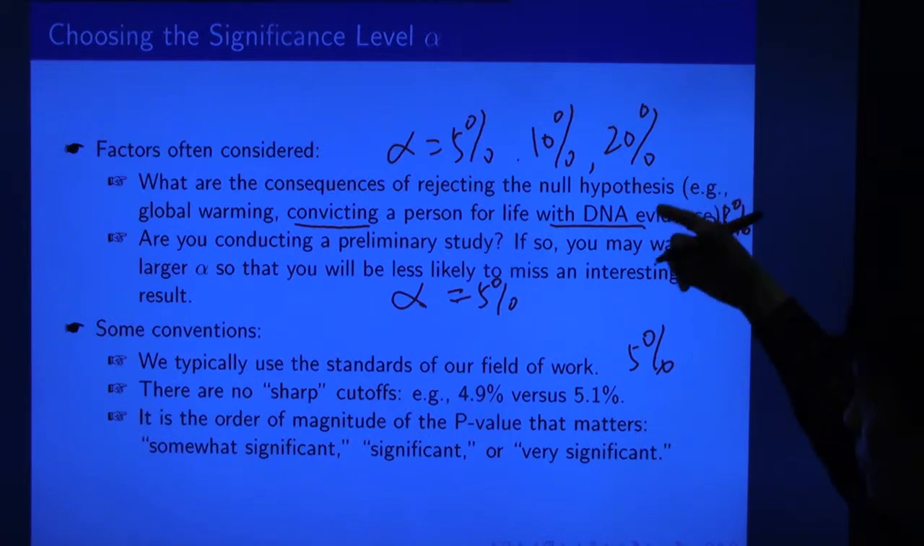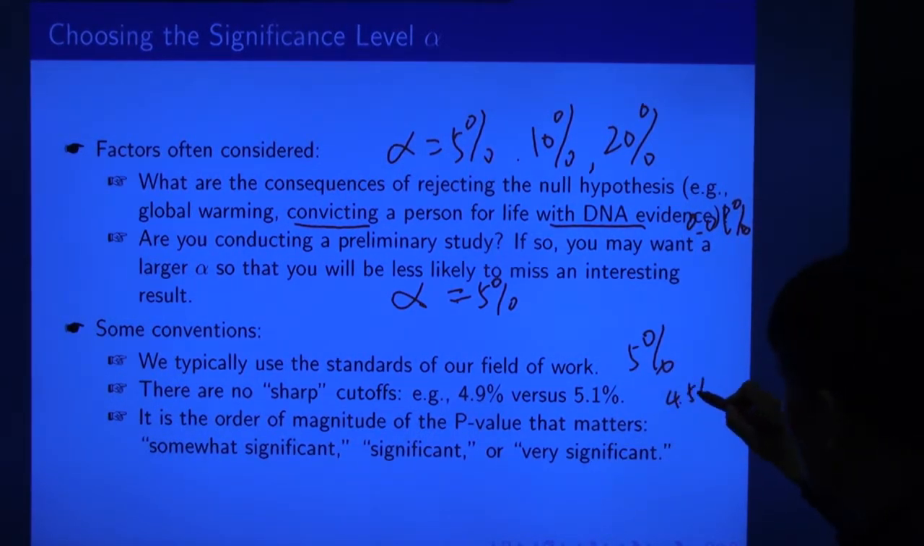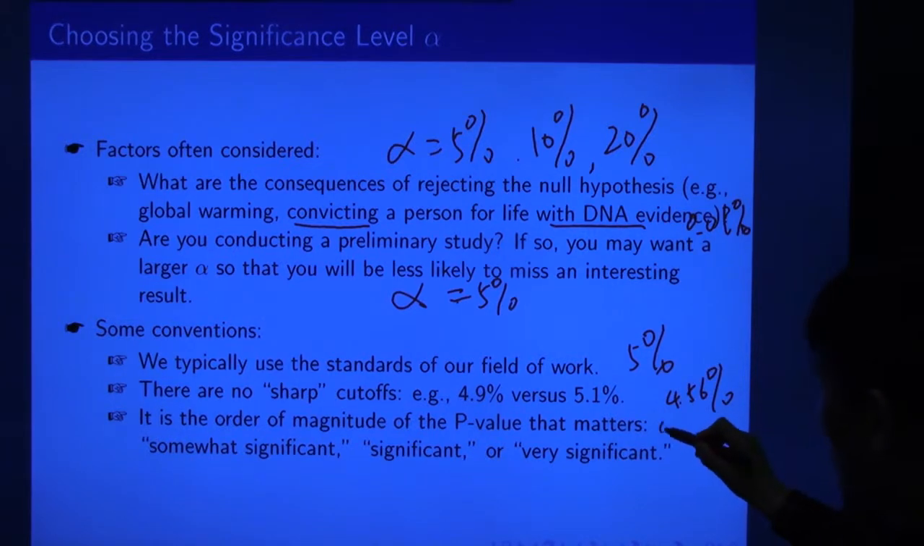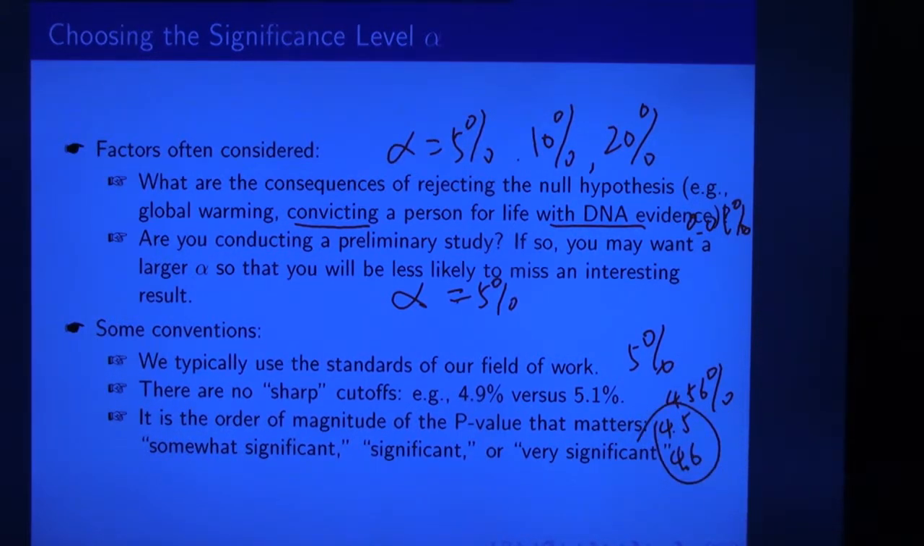In our packing example, the p-value equals 4.56%. You can choose 4.5%, or you can choose 4.6%. These two will give a totally different conclusion. So what's the point you choose 4.5 or 4.6, right? This one is not that important.